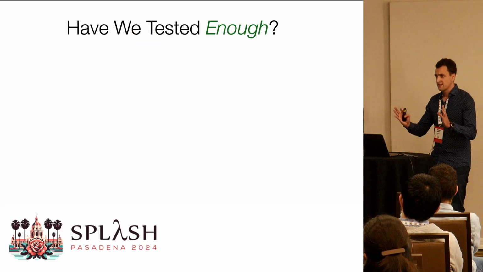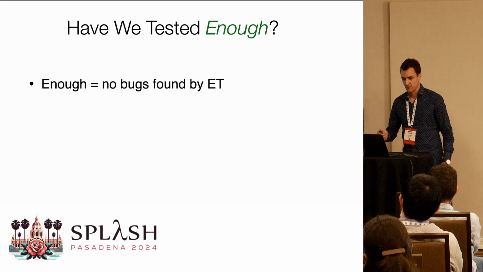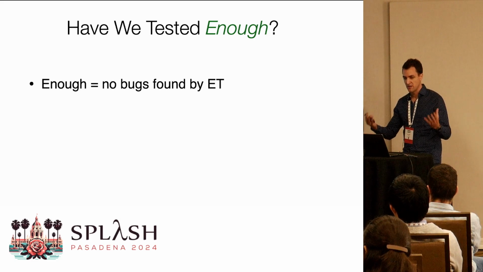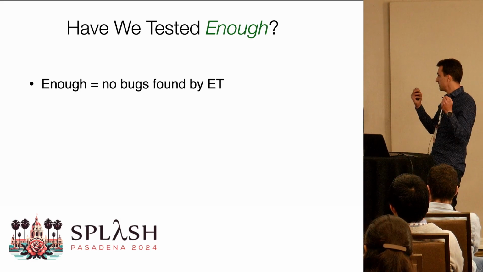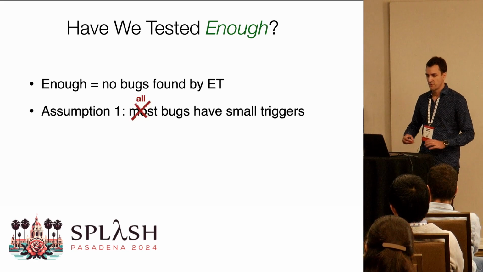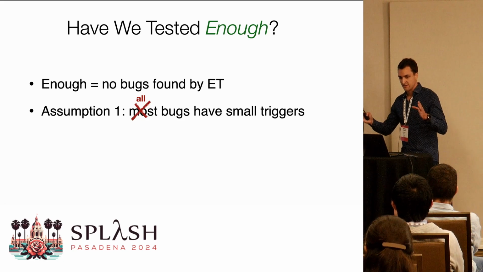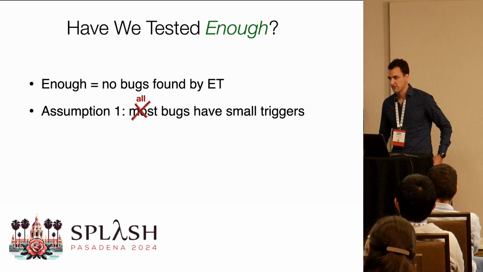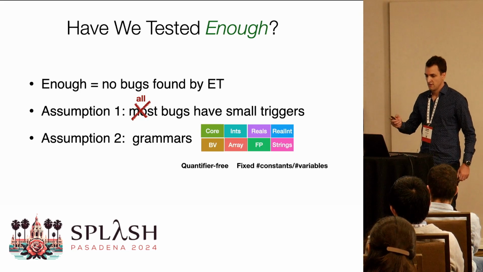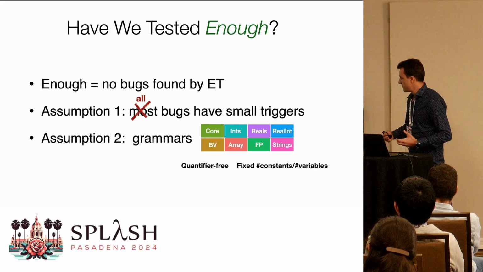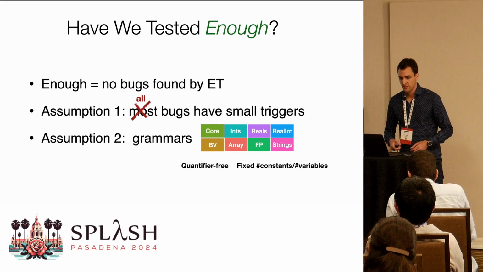So have we tested enough? Now, finally, we have a criterion by which we can judge what enough means. Enough means no bugs found by ET, under two assumptions. The first one is that all bugs have small triggers, which is strongly according to the small scope hypothesis. The second assumption is that we can describe the SMT theories with grammars, context-free grammars.